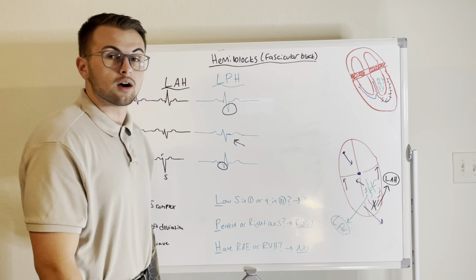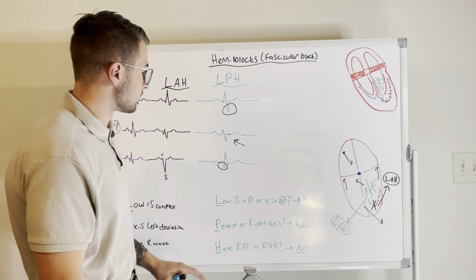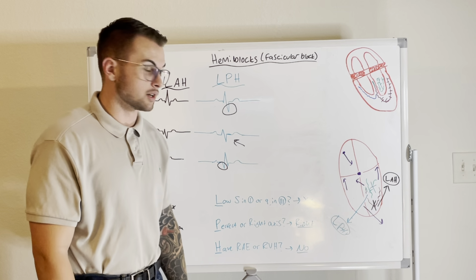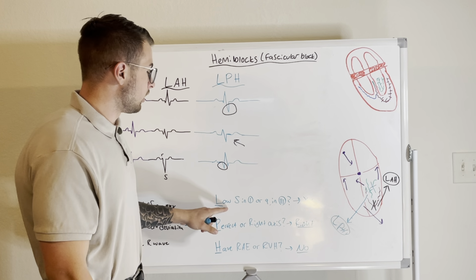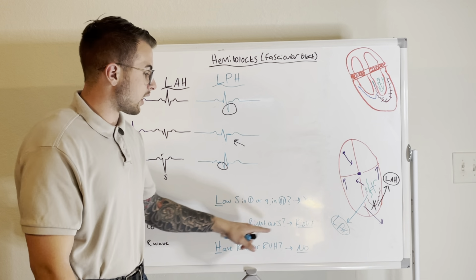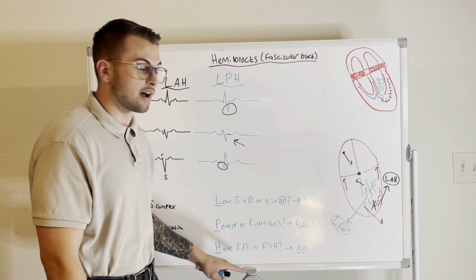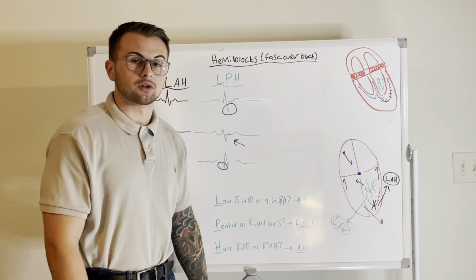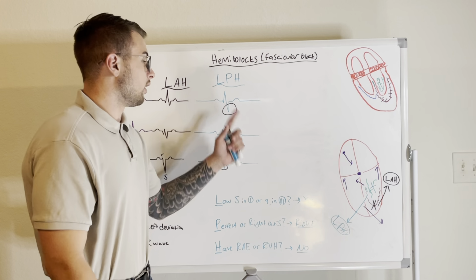So remember, the important thing is to use the 3-2-1 criteria, and to remember that left posterior hemiblock, if it's new, it's more dangerous, and to remember that it is a diagnosis of exclusion. So please remember that they must have a low S in 1 or Q in 3. They must have right axis deviation, and they cannot have right atrial enlargement or right ventricular hypertrophy, because this will rule out LPH.